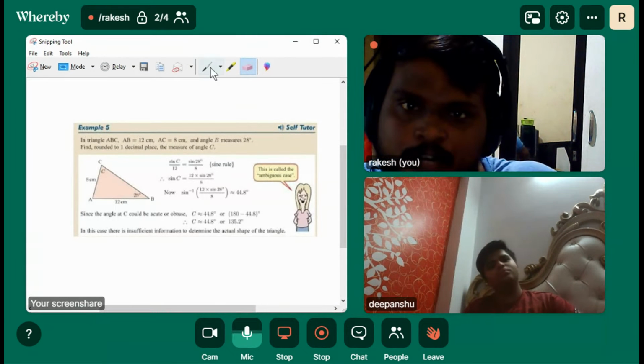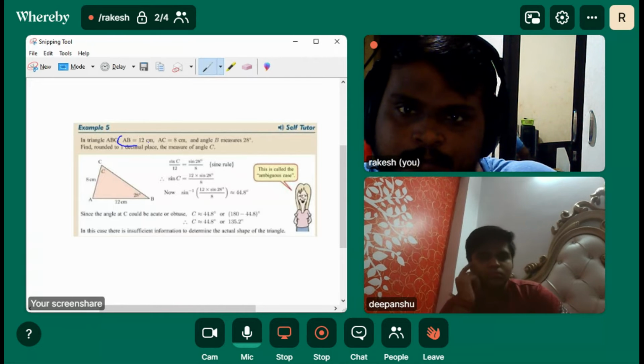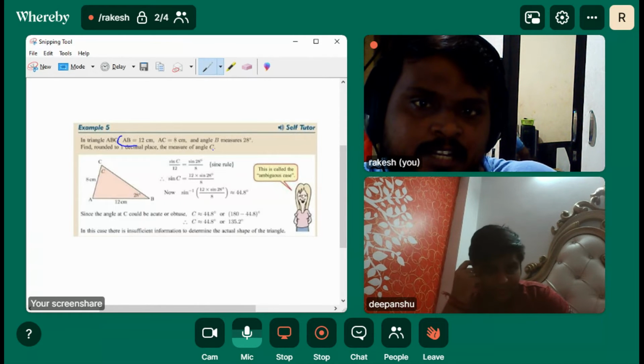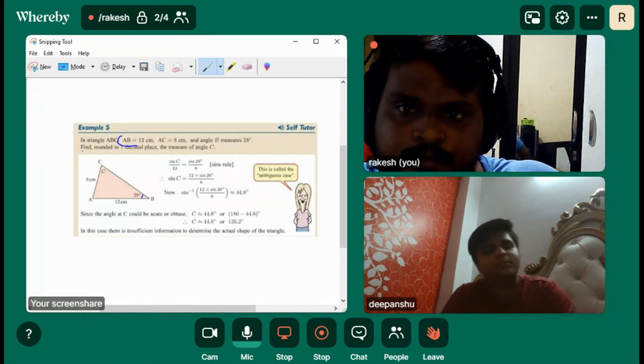ओके, इसमें देखो आप, ट्रायंगल एबीसी में ए बी कितना दिया है? 12 दिया हुआ है, राइट? ए सी कितना है? 8 सेंटीमीटर है. एंड एंगल बी मेजर्स 28 डिग्री है, राइट?